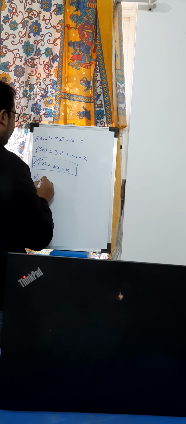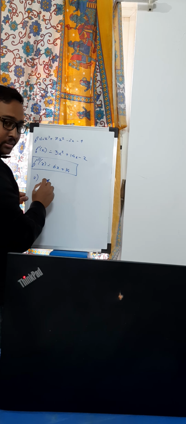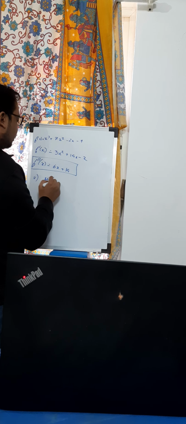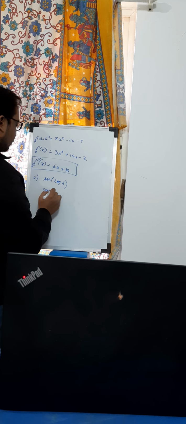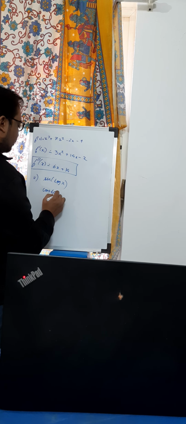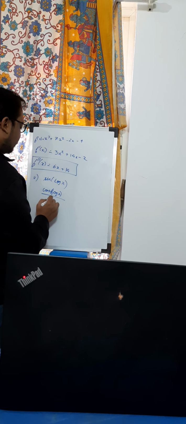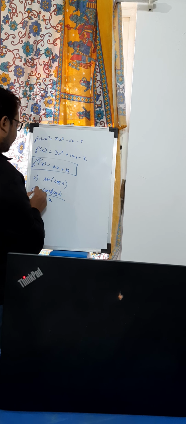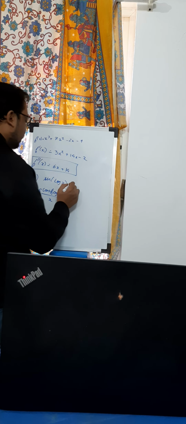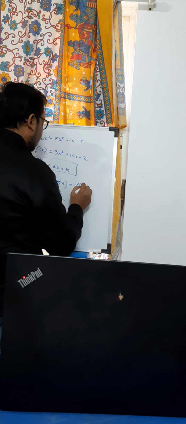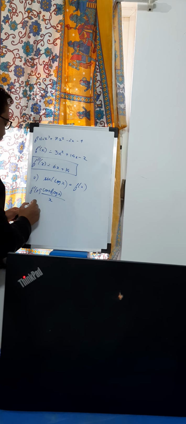Let us take example number 5 here. It is sin of log x. So what is the first order derivative here? The first order derivative is cos log x upon x. So this is my f dash x, and this is my f of x. So now how do we go? What is f double dash x then?